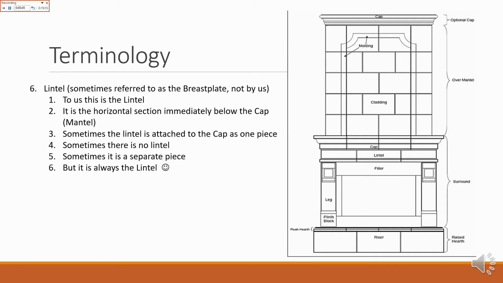The lintel may be attached to the cap. It's possible that the cap, the lintel, the legs, and everything are all one piece. It may be separate, and there may be no lintel at all. Some of our surrounds just have a cap with legs attached. Some people just get a cap with no lintel. Some people get a cap and a lintel and use it as a shelf. So there's no limit to the varieties that you can design.